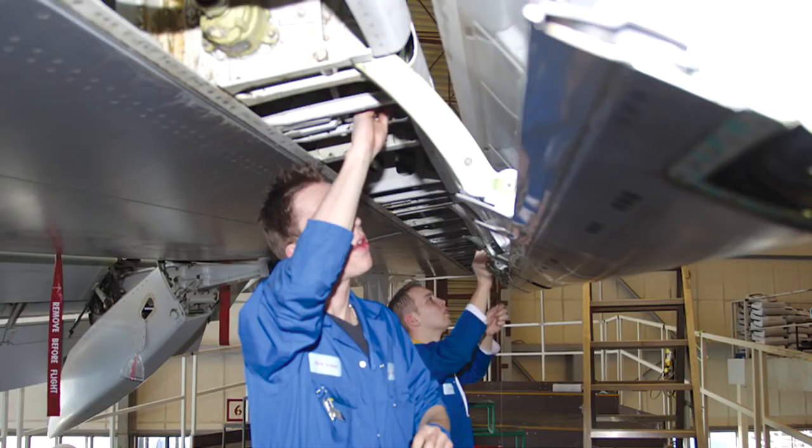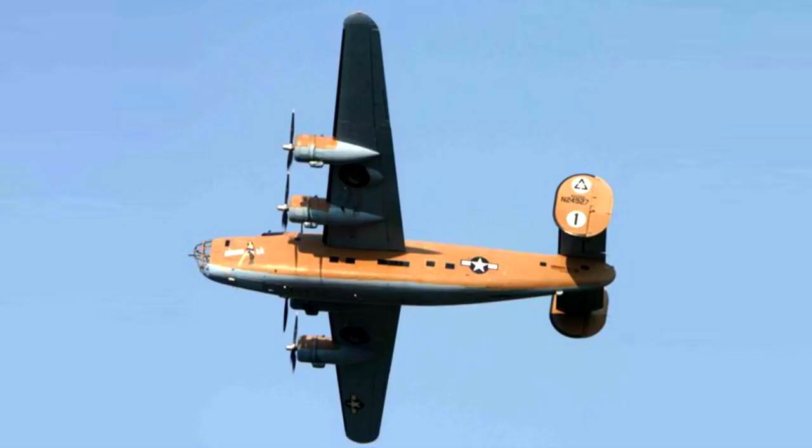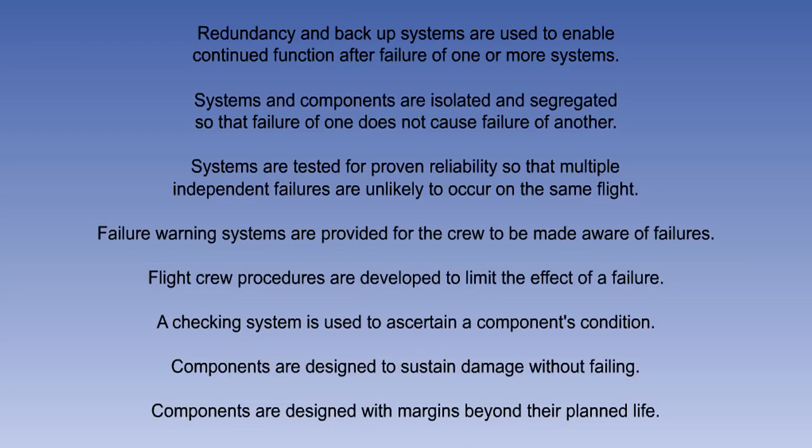A checking system is used to ascertain a component's condition. Components are designed to sustain damage without failing, or to direct the effects of a failure in a way that limits its safety impact. And lastly, components are designed with margins beyond their planned life. On the screen is a summary of the design principles and techniques used to produce fail-safe aeroplanes. Spend a moment studying it before moving on.